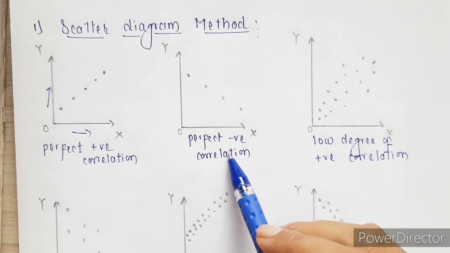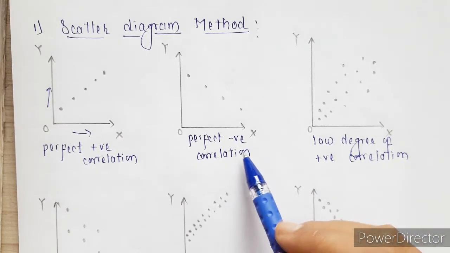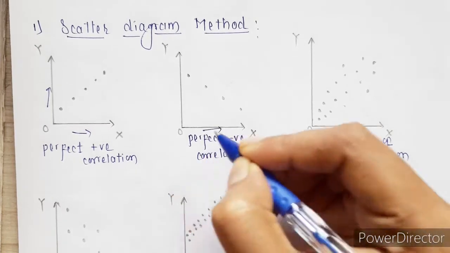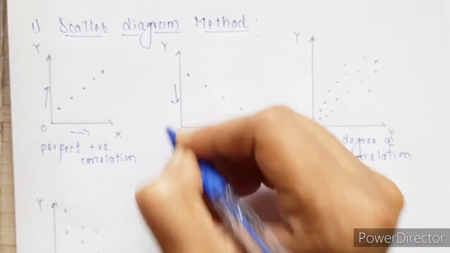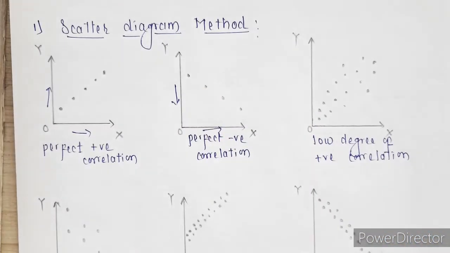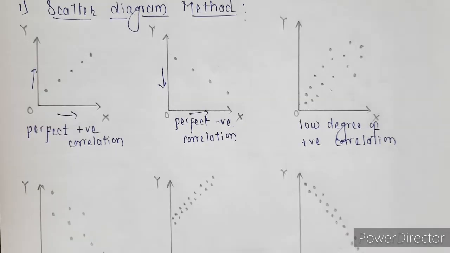Second one, perfect negative correlation. Here with an increase in x, y is decreasing, but it is decreasing in a perfect manner with constant change. So it is called a perfect negative correlation.